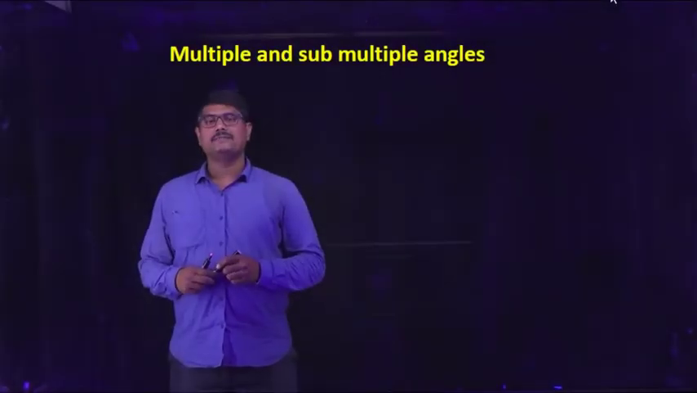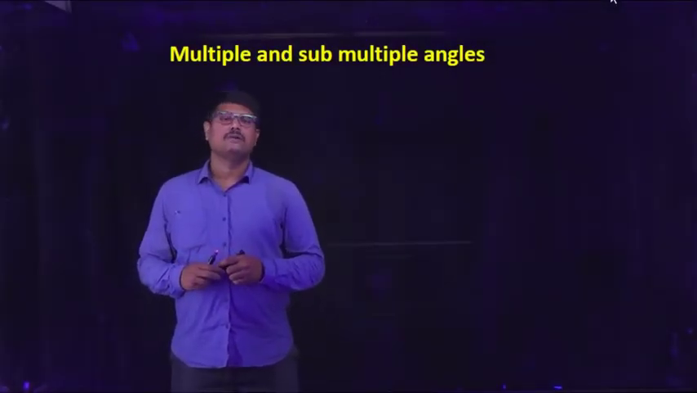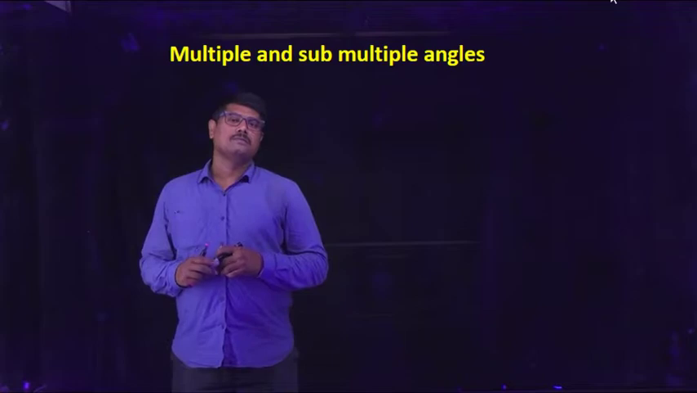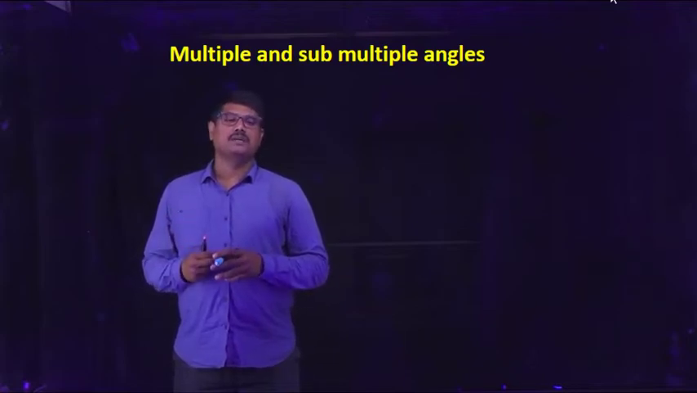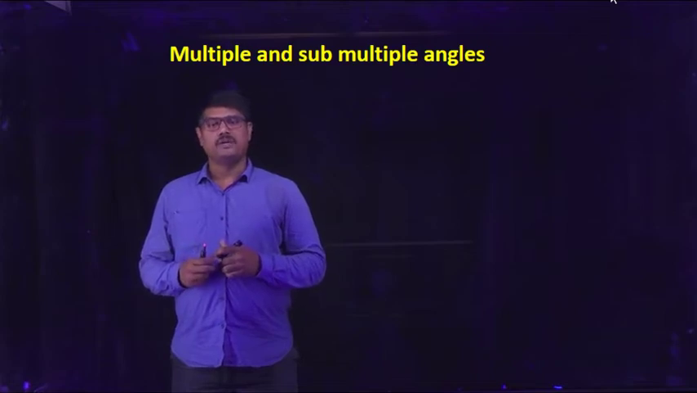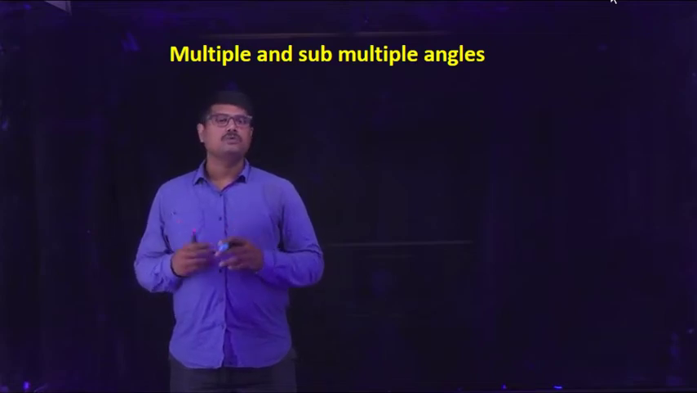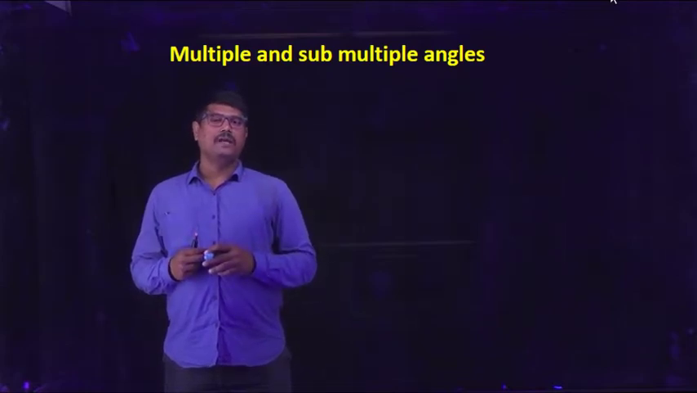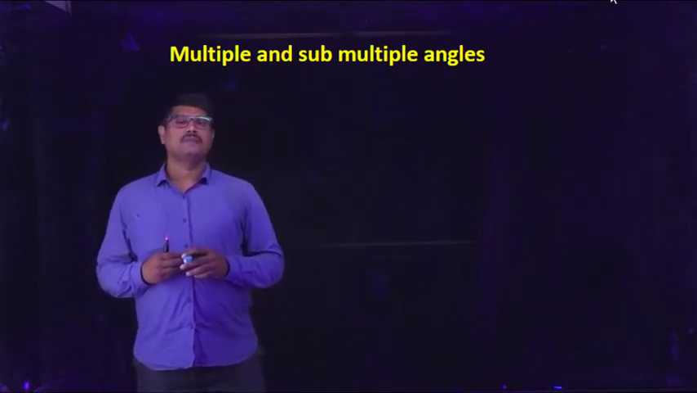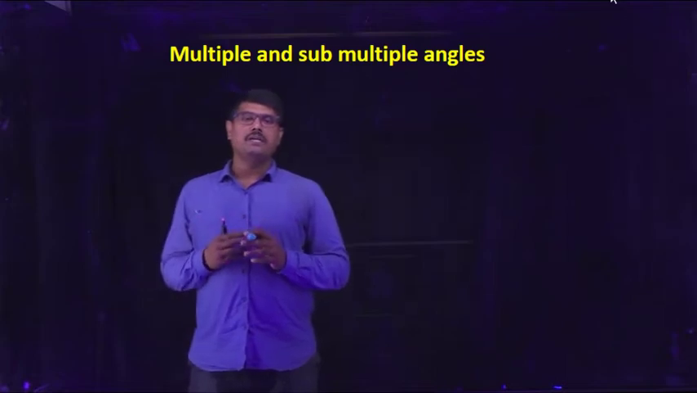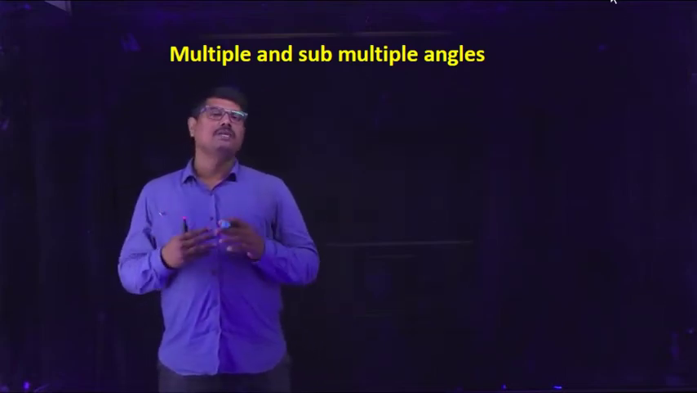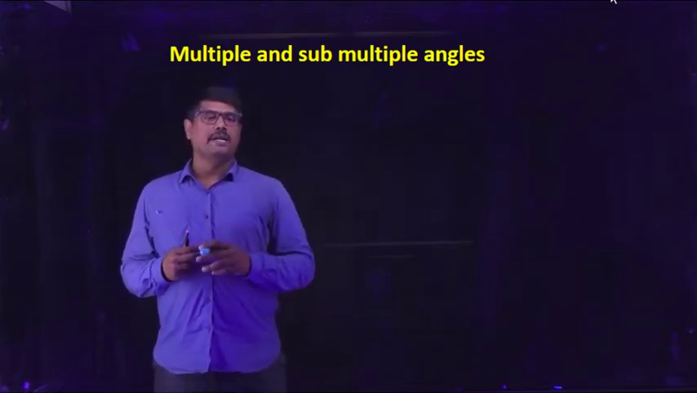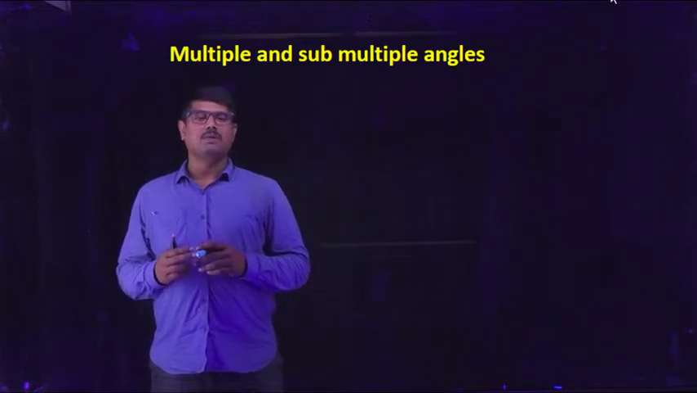Dear students, we are already learning about the concepts of trigonometric ratios and compound angles of trigonometric ratios. Now we come to the topic. The topic name is multiple and submultiple angles. How do the trigonometric ratios behave among multiple angles and submultiple angles?